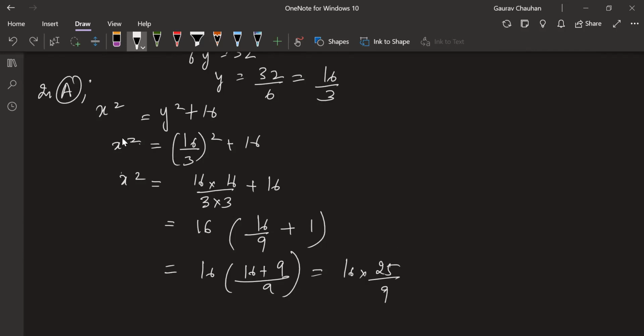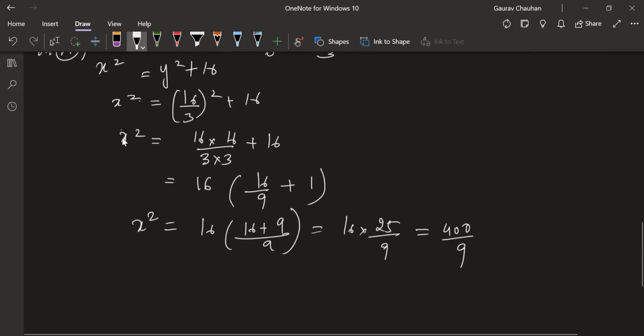25 multiplied by 4 is 100. So 25 multiplied by 4 into 4, that's because this has two 4s. So this is 100, 400. I'm getting 400 here. 400 by 9. Hold on, stay with it. That's x square, that's not x. So x square is equal to 400 by 9.